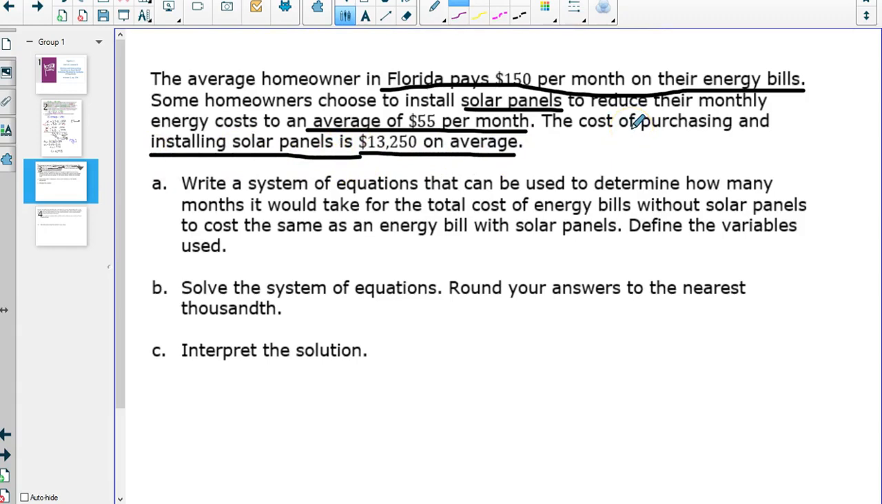Now what they're asking us to do is write a system of equations that can be used to determine how many months it will take for the total cost of energy bills without solar panels to cost the same as energy bills with solar panels. Okay, so we want the total bills to be the same. So let's let B represent our bills and let M represent the number of months.